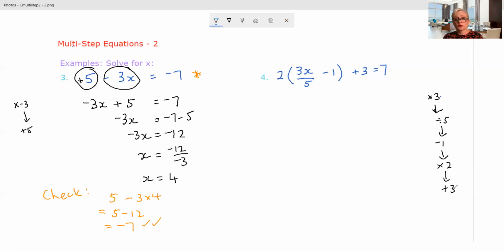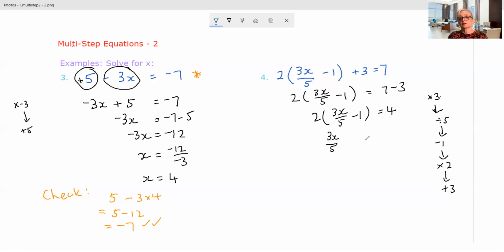Now we've got a lot of things to undo here, but if we just keep a level head and do it step by step, we'll be fine. So the first thing we've got to undo is this plus 3. So we're going to get 2 times 3x on 5 minus 1 is 7 minus 3. So this equals 4. All right, so that part's undone successfully. Next thing, we've got to undo this multiplication by 2. We undo multiplying by 2 by dividing by 2.